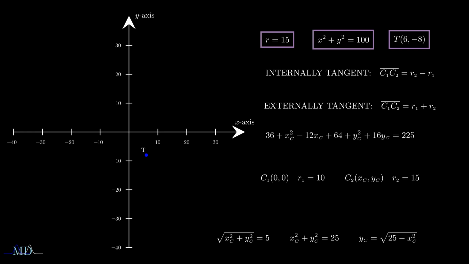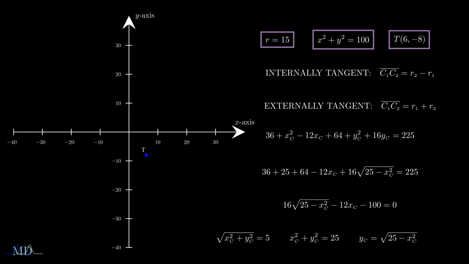And yc equals square root of 25 minus xc squared. Actually we should consider even the solution yc equals minus square root of 25 minus xc squared. But if you insert it into the equation, eventually you'll get the same second-degree equation. You can verify it by yourself. We substitute these two expressions in the equation of the tangent circle, and we obtain 16 times square root of 25 minus xc squared minus 12 times xc minus 100 equals 0.